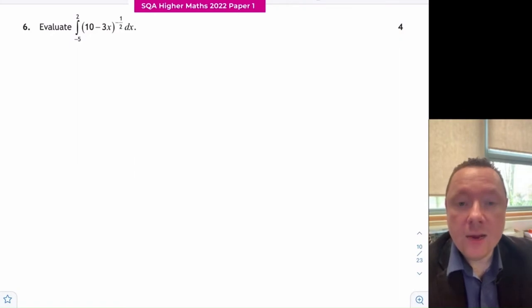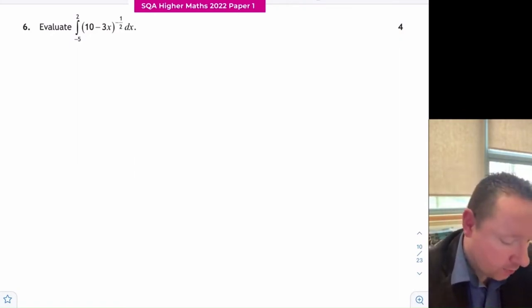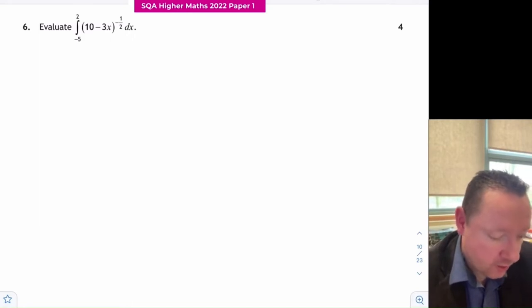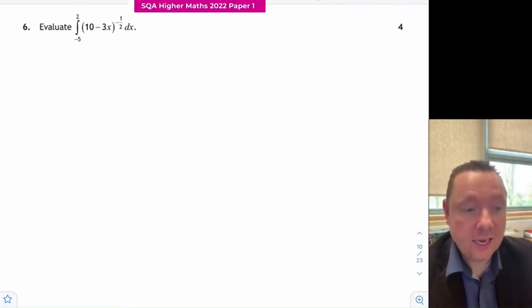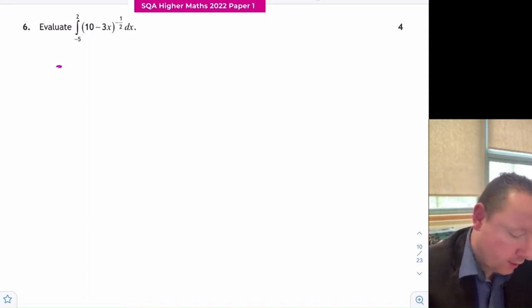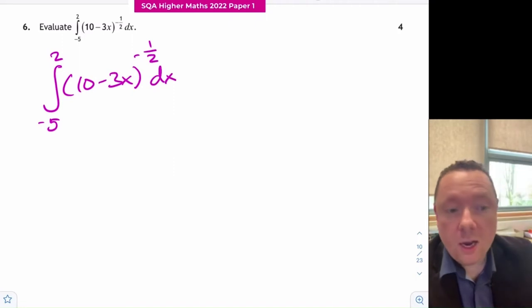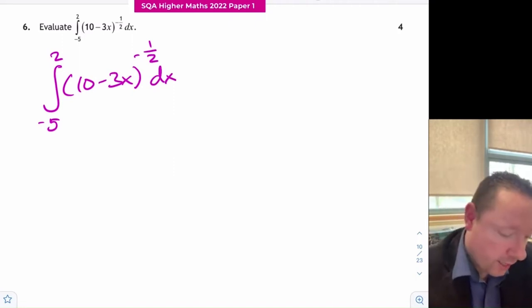SQA, Higher Maths 2022, Paper 1, Question 6. Integrate between minus 5 and 2, (10 minus 3x) to the power of minus a half dx. Okay, let's start working on this. So we've got the integral between minus 5 and 2 of (10 minus 3x) to the power of minus a half dx. Well, we could start to integrate this by adding 1 to the power.